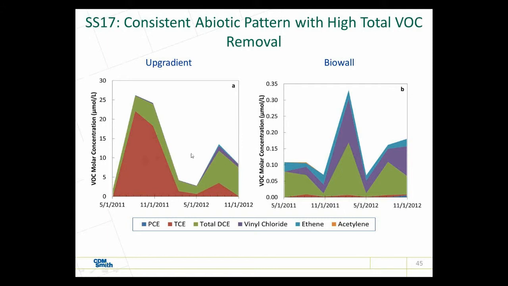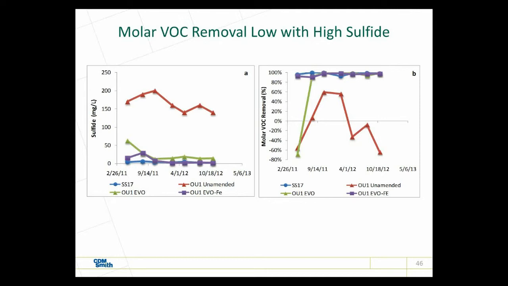Why are they different? Why are some working and why are some not working? Well, let's take a look at a couple of things here. One big difference was sulfide concentrations. In the unamended OU1 biowall, we had very high sulfide concentrations. And in fact, in the OU1 EVO biowall and the EVO iron amended biowall, before the amendment, the sulfide concentrations were also high. But as soon as the amendment was done, the sulfide concentrations started to decrease and got down near where this SS17 biowall was working, which was very good.